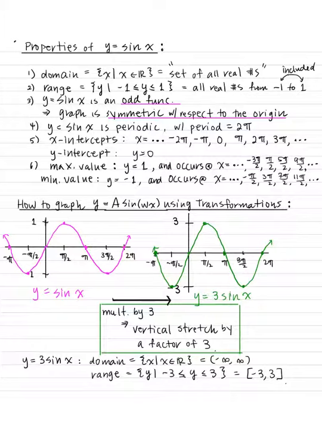So what's going to happen is that 3 is going to be called the amplitude. So basically, if you multiply the sine of x by 3, you're going to stretch vertically by a factor of 3. So instead of from -1 to 1, you're going to have -3 to 3. And y equals 3 sine of x. Of course, the domain is all real numbers. Now, the only difference is the range. Range is going to go from -3 to 3.